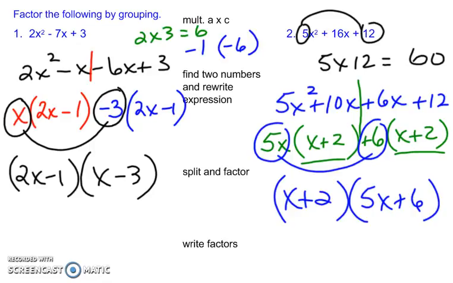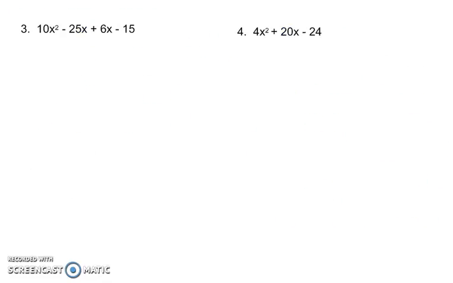So let's take a look at our next practice problem. Number 3. Now we have 4 terms. So as always, first thing we should look for is a GCF. So 10x squared minus 25x plus 6x minus 15. Is there a number that goes into 10, negative 25, 6, and negative 15? There's not.